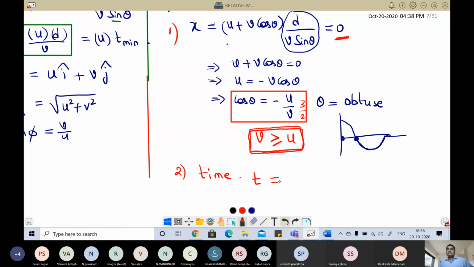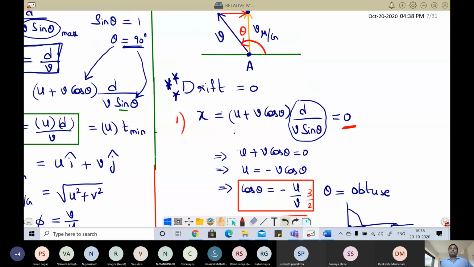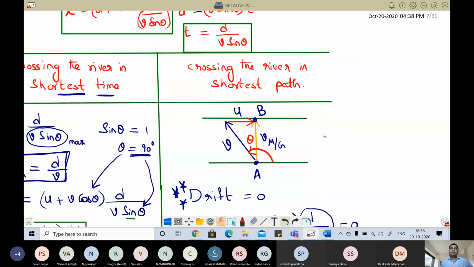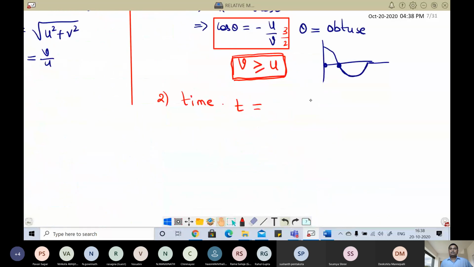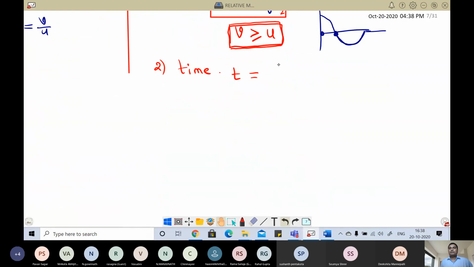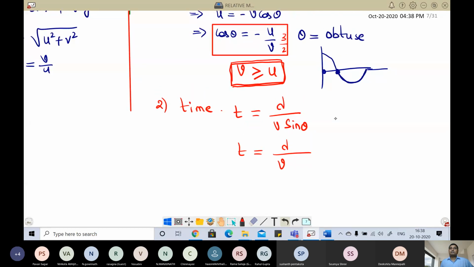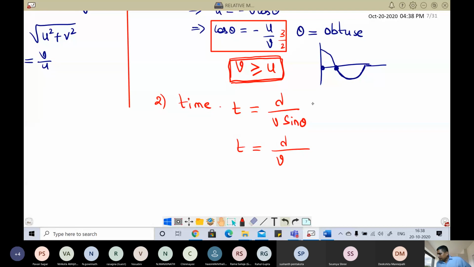Now what is the time equation? T is equal to D by V sin theta. So here you will have T equal to D by V sin theta. Now how do we write sin theta in terms of D and V? Just now we got the expression for cos: cos theta is equal to U by V.